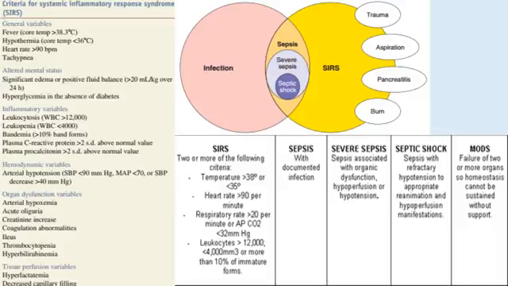Therefore, if the SIRS is caused because of infection, then the spectrum will move forwards. So, if there is SIRS with the documented infection, for example, you get a wound swab or a gram stain, which is positive, then SIRS with the documented infection is called sepsis.